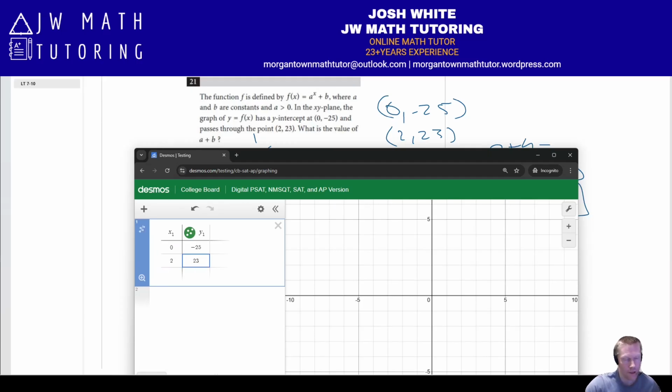Put in our 2 points. Now, the problem is if you click this button and do add regression and then choose exponential from the dropdown, it's not going to be the same form that they give you in the problem. So that's why I'm going to just type it in manually instead.